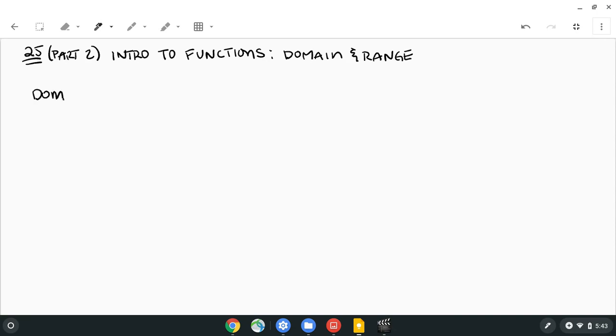2.5 part 2. Intro to functions. And what we're going to focus on here today is domain. Domain and range, but really domain. Okay. All right. So let's start with the definition of domain and range. Okay. So the domain are the x values. Domain is the x values.